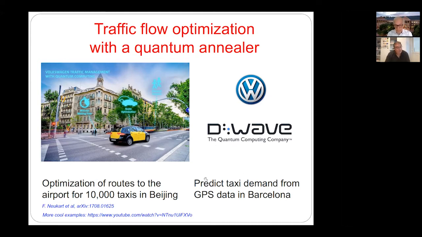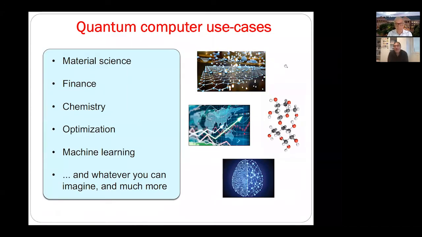And then it turns out that they also did a very similar proof of concept in Barcelona. They optimized the taxi demand, the routes of taxis depending on the demand according to GPS data in Barcelona. These were two early applications of the D-Wave machine. And it was a very nice collaboration. And in my opinion, this is starting to show that some of these processors already start to have some commercial value. And of course, there are many other examples. Feel free to have a look at this website, where there are actually many interesting talks about applications of D-Wave in real life problems.